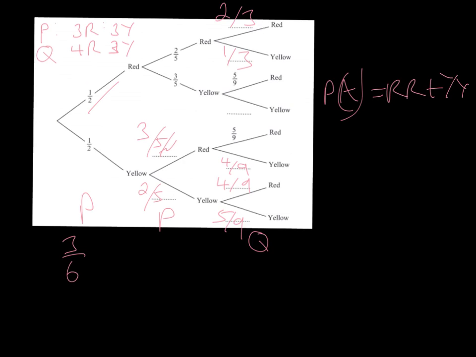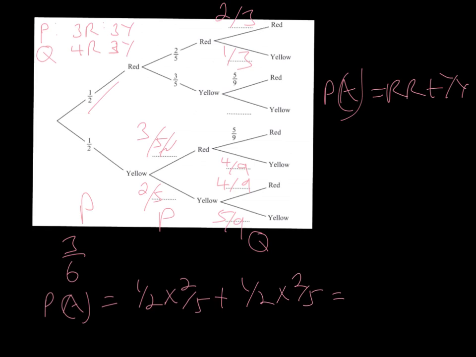So again, remember that when we're going along the tree diagram, we're going to multiply the probabilities together. So red is going to be a half times 2/5, and we therefore need to add to that the probability of yellow, which is going to be a half times 2/5 as well. So we will end up then with an answer of 2/5.